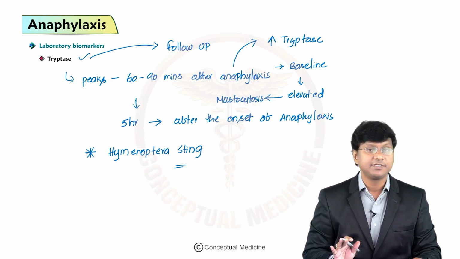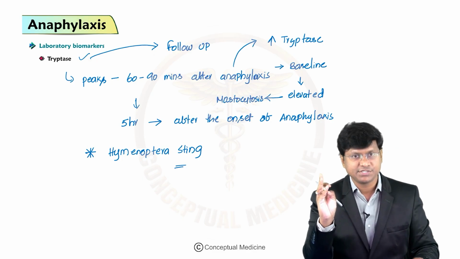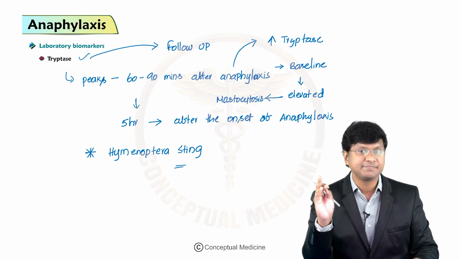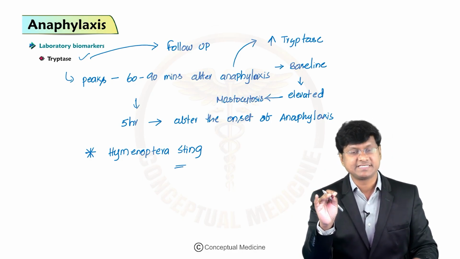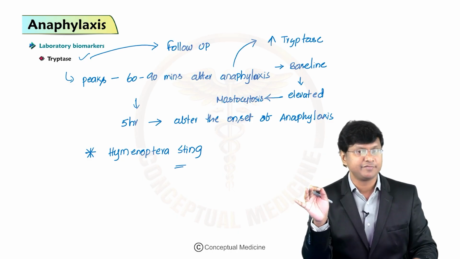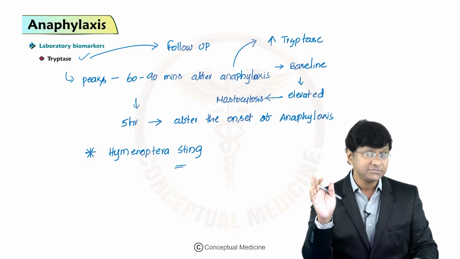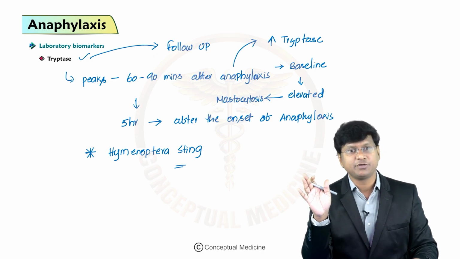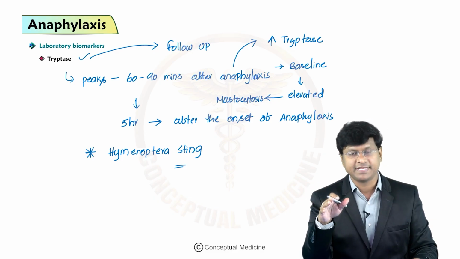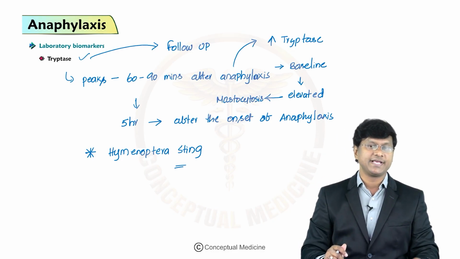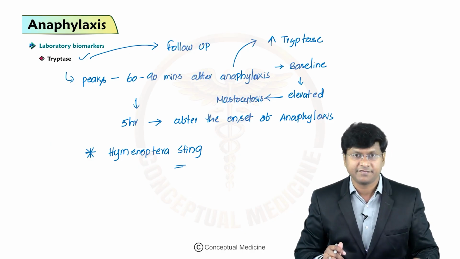So after the investigations, the first important is history. Then skin or serum specific IgE testing. Then histamine, but the histamine disadvantage is it has a short half-life of less than 1 hour. Then the measurement of the tryptase levels. The tryptase will peak within 60 to 90 minutes after the onset of anaphylaxis, and it can be measured as long as 5 hours after the onset of anaphylaxis.